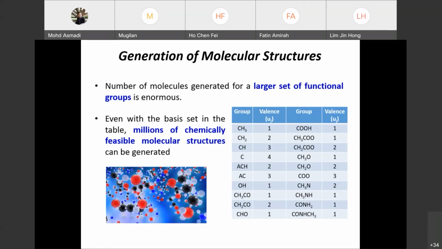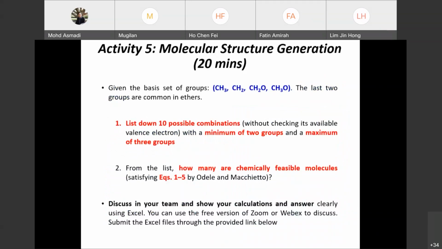So this one is for the molecular structure. How about the mixture blend structure? This one I will put in the e-learning. Sorry, I forgot to put in the e-learning the activity 4 and 5.